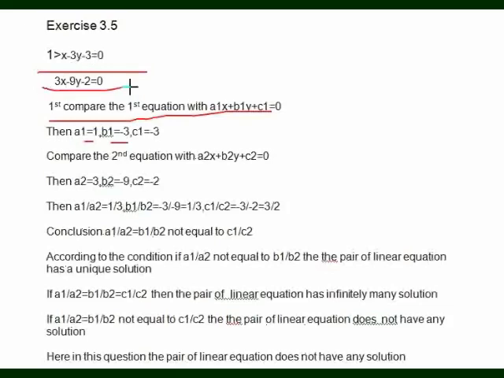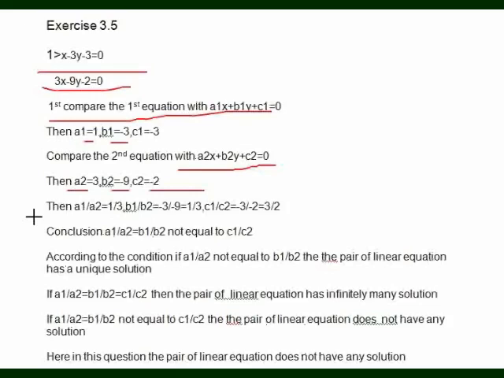And compare the second equation with a2x plus b2y plus c2 is equal to 0. So the coefficient of x is a2, the coefficient of y is b2 and the constant term is c2. Then what is the coefficient of x here? It is 3, the coefficient of y is minus 9 and the constant term is minus 2. So a2 is 3, b2 is minus 9 and c2 is minus 2.